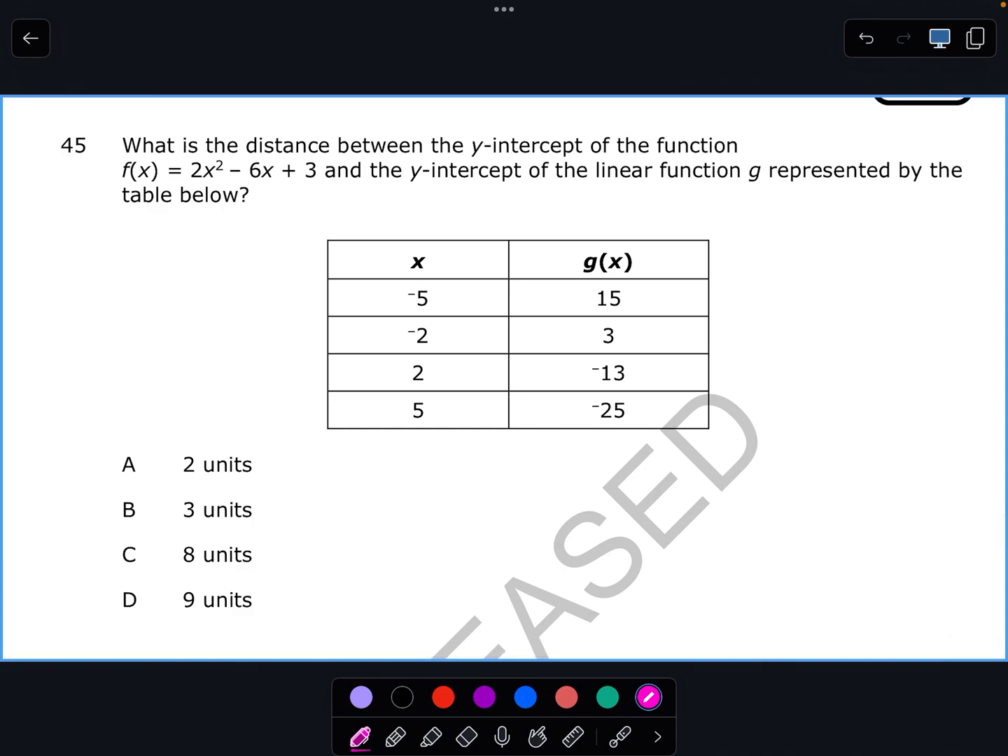Question 45 says, what is the distance between the y-intercept of the function f of x equals 2x squared minus 6x plus 3, and the y-intercept of the linear function g represented by the table below? The first function is a quadratic. I'm just going to highlight that. I do notice that this quadratic equation is written in standard form, and when the equation is in standard form, your c value is your y-intercept. So this function has a y-intercept equal to 3.